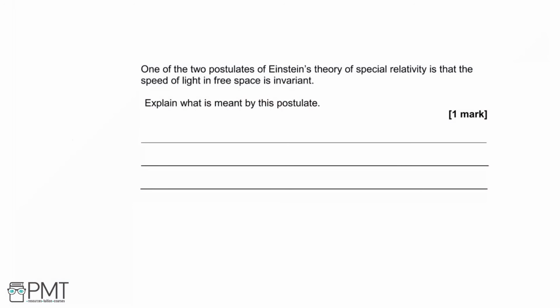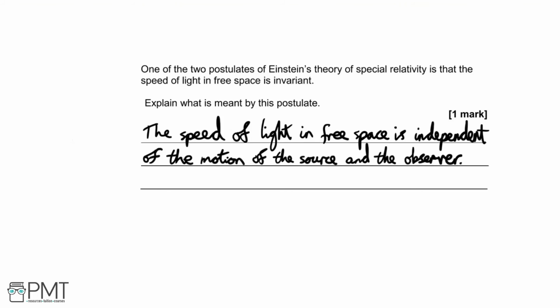One of the 2 postulates of Einstein's theory of special relativity is that the speed of light in free space is invariant. Explain what is meant by this postulate. So by saying that it's invariant, what we mean is that it doesn't matter where you are and how fast you're traveling, the speed of light will always remain the same. So what we need to say here is that the speed of light in free space is independent of the motion of the source and of the motion of the observer. That's just the mark there.